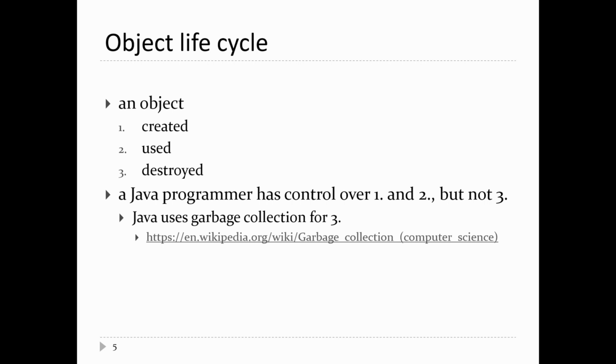When it's no longer needed, the language itself takes care of removing the object from memory and freeing up its resources. And so Java uses a technique called garbage collection for step 3, for destroying and removing, freeing the resources used by no longer needed objects. And if you click on that link, you can learn a little bit more about garbage collection in computer science. Okay, so if you take SIS 220, you'll learn a programming language called C, and in C, the programmer is now responsible for also removing objects that are no longer needed.